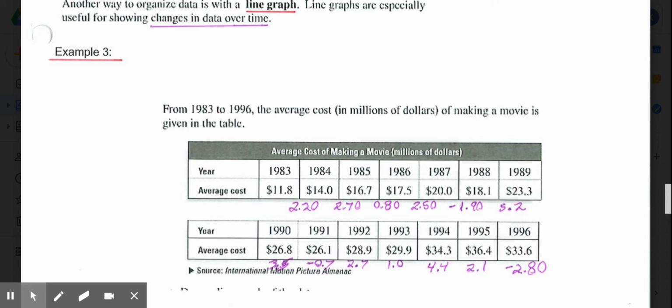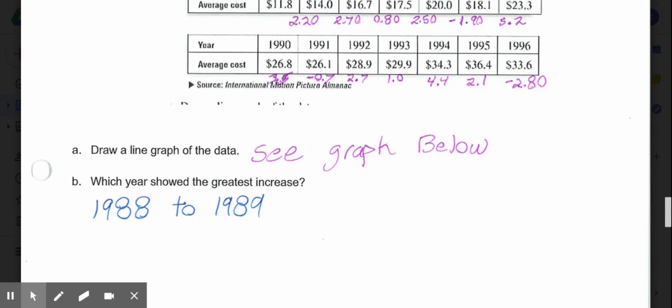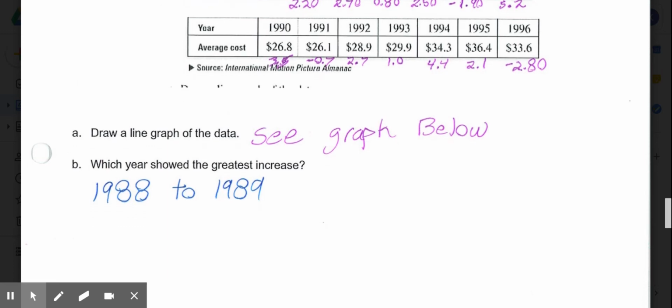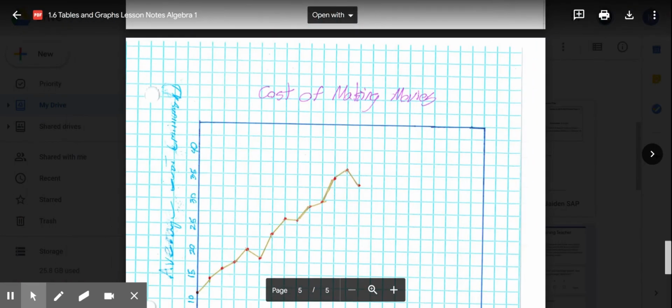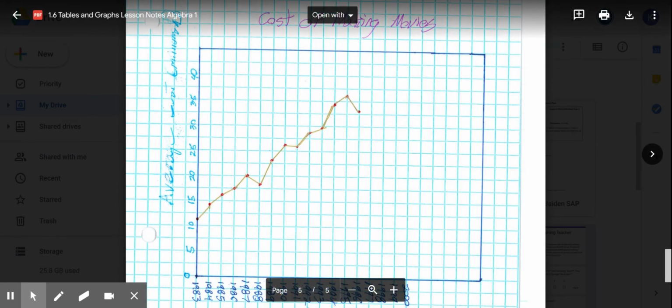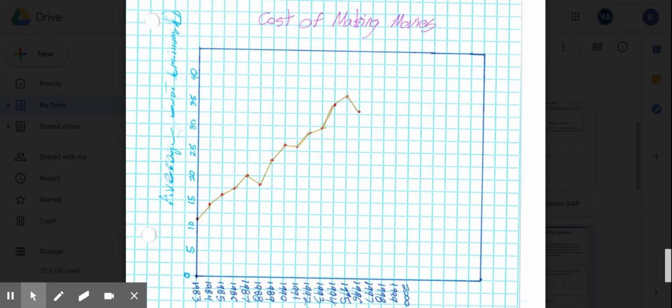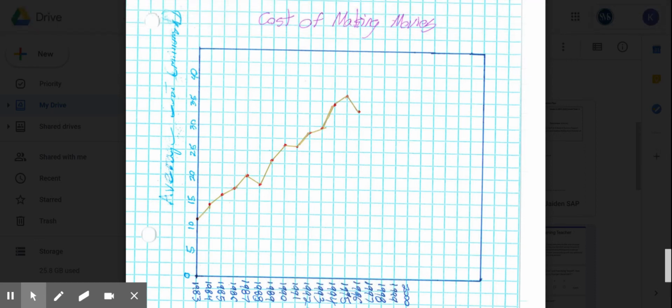1984, it was $14 million, and so on. So first, they want us to draw a line graph of the data. So a line graph would end up looking like this. I apologize that this got smeared a little. Joys of being a left-hander writing with gel pens. But that should say average cost in millions. So that's average cost in millions.